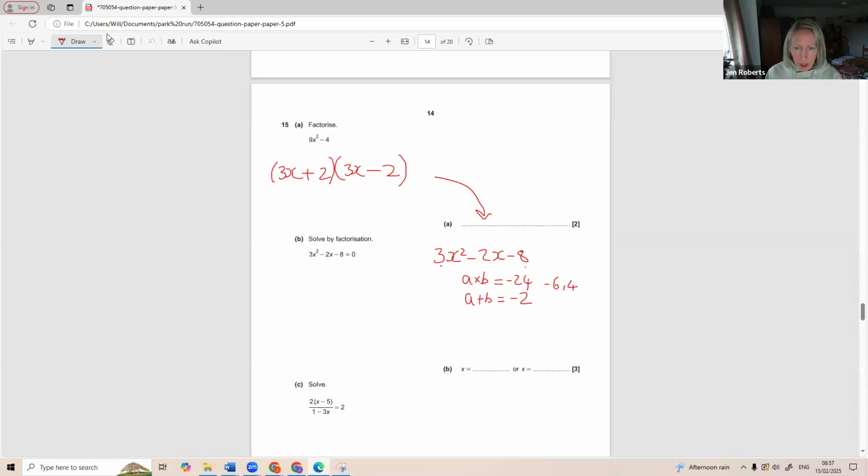I'm going to split this term here then. 3x squared minus 6x plus 4x minus 8 is equal to 0. Then I'm going to factorize here into a single bracket, 3x bracket x minus 2. Here, I'm going to factorize this into a single bracket, 4 bracket x minus 2.